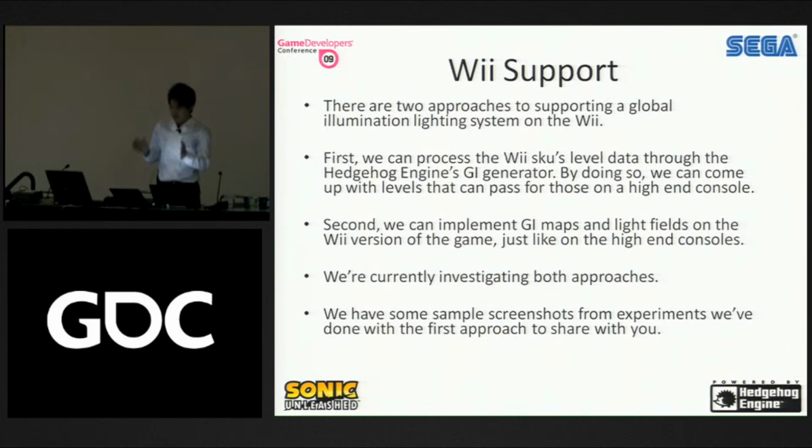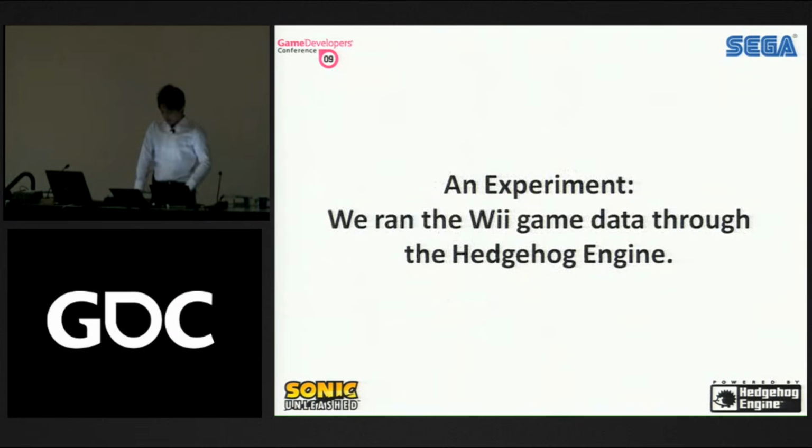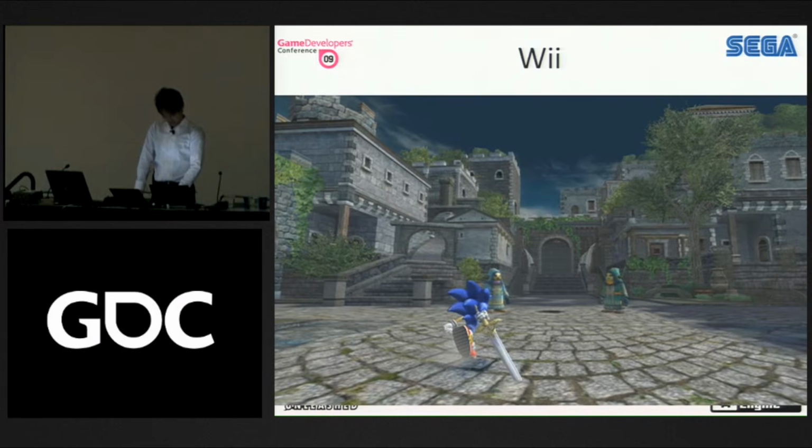Now, there are two issues with GI support for Wii. First, we can process the Wii SKU's level data through the Hedgehog Engine's GI generator. And then second, we can implement GI maps and light fields on the Wii version of the game, just like on the high-end console. We're currently looking into both of these, but let me show you what happens when we take the former approach.